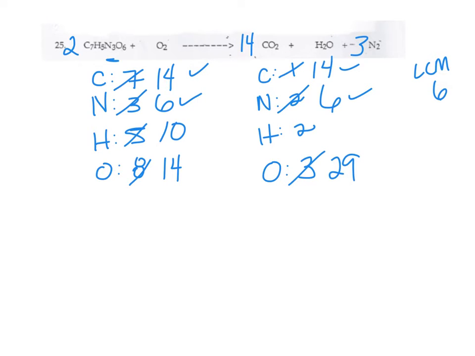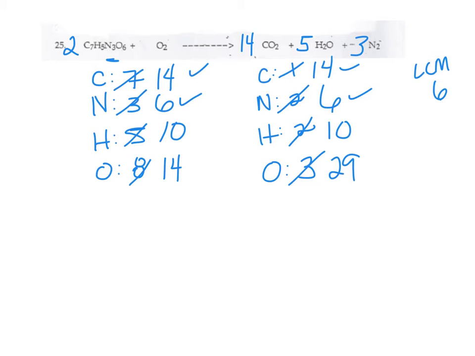Now what I have left to do is my hydrogens and my oxygens. So for hydrogen, I see that I have on my reactant side 10 hydrogens, and on my product side, I have 2 hydrogens, and it's very simple to put a 5 in front of my H2O here to get my 10 hydrogens. So I'm going to go ahead and do that. So that's going to change my hydrogen count on my product side to 10. It's also going to change my oxygen count.